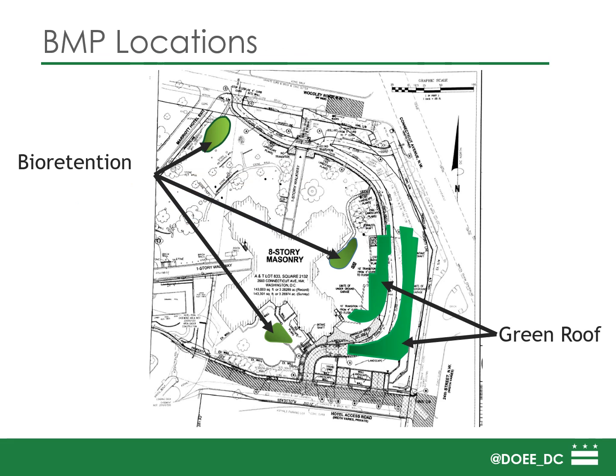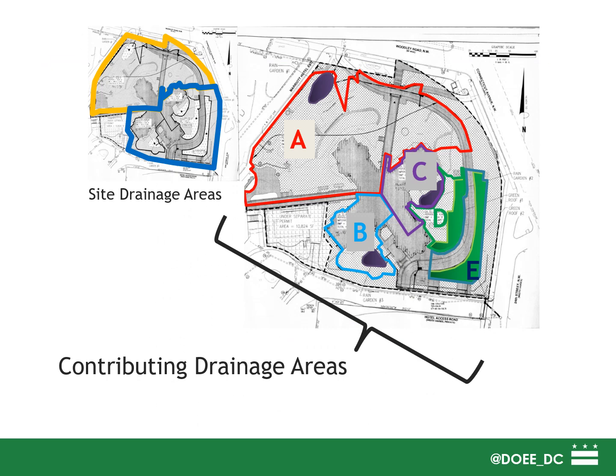Now we want to look at the BMPs and look at the contributing drainage areas and understand that concept. So on this site, we've mentioned it, there are a number of bioretention BMPs proposed and 2 green roof BMPs proposed. So there's this bioretention up at the top, and then these 2 bioretentions here, and then 2 green roof areas. We've looked at the site drainage areas, so we had site drainage area 1, site drainage area 2. Now we can look at the contributing drainage areas where you have this bioretention A and the contributing drainage area A defined by this red line here.